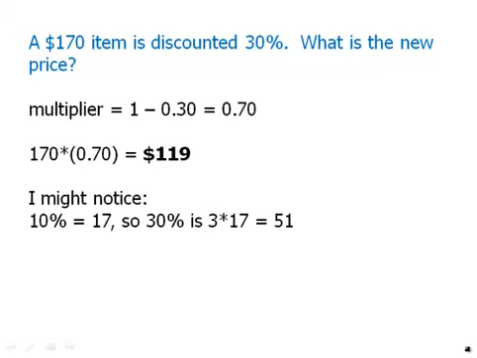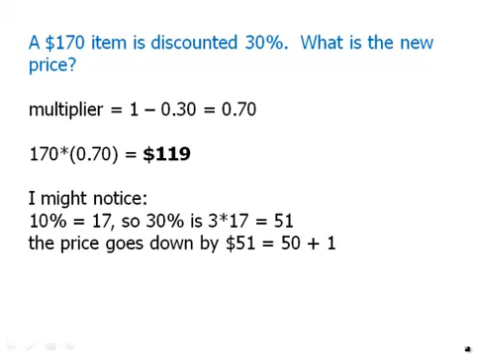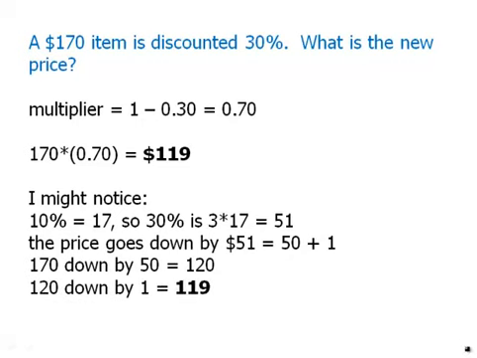Now, a totally different way to do it is, I might notice, again, this is number sense, notice that 10% is $17, the 30% is 3 times that, $51. So in other words, 170 goes down by $51. And here's how I think about this. Price goes down by $50, and then it goes down by $1. Goes down by $50 from 170 to 120, and then by $1 from 120 to 119. That makes it very easy to do in my head.